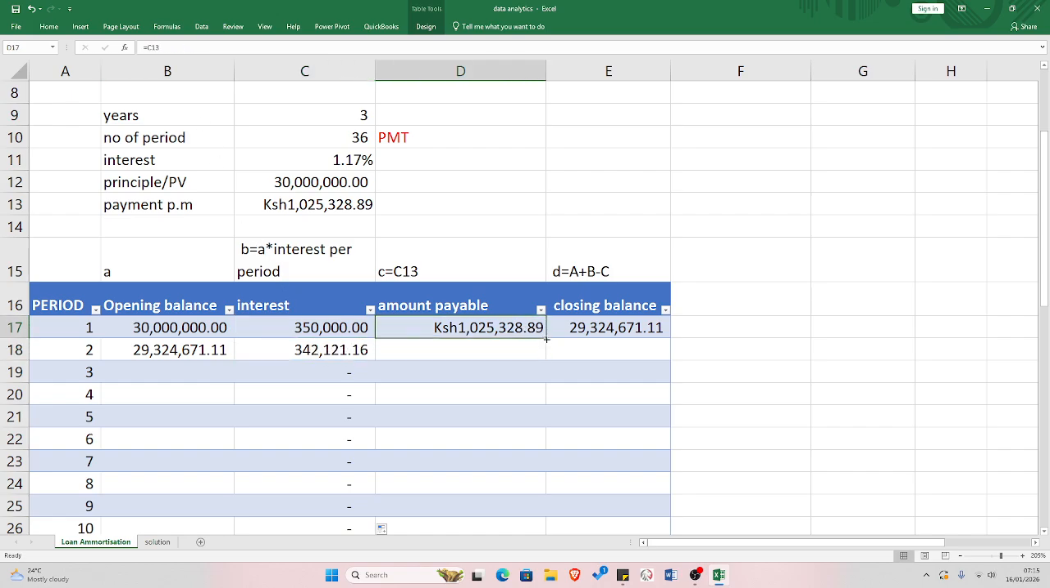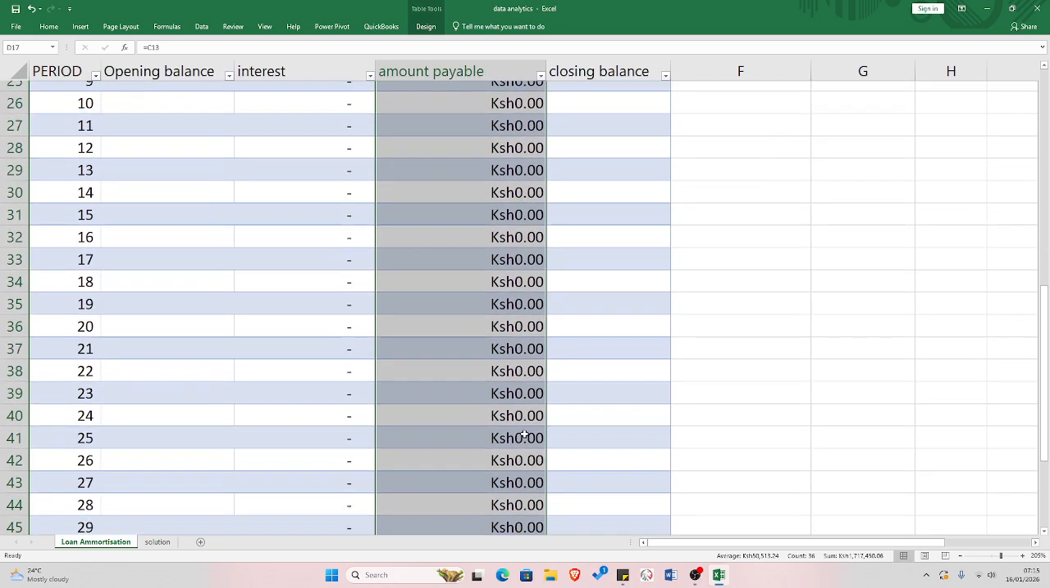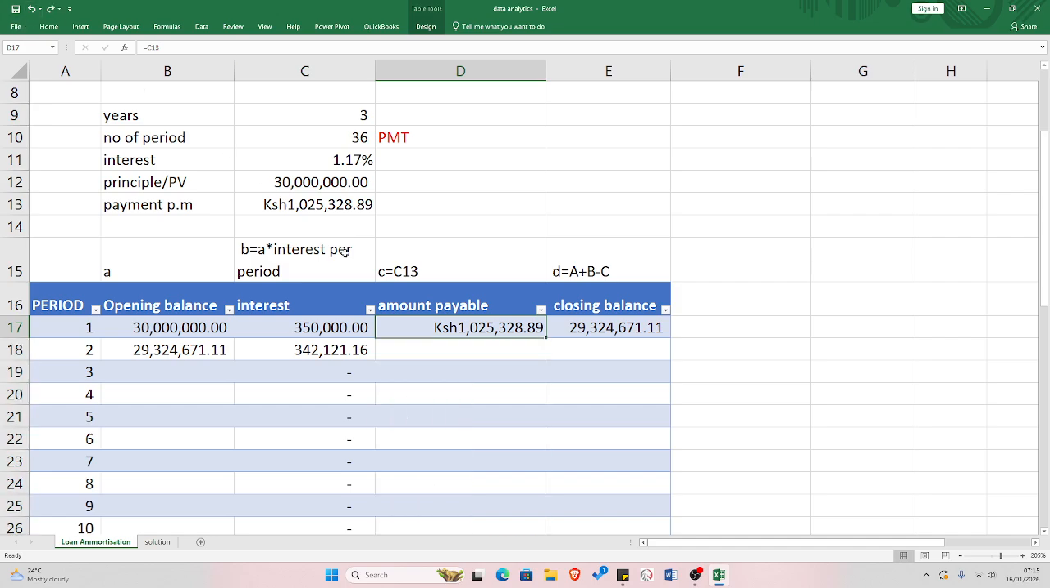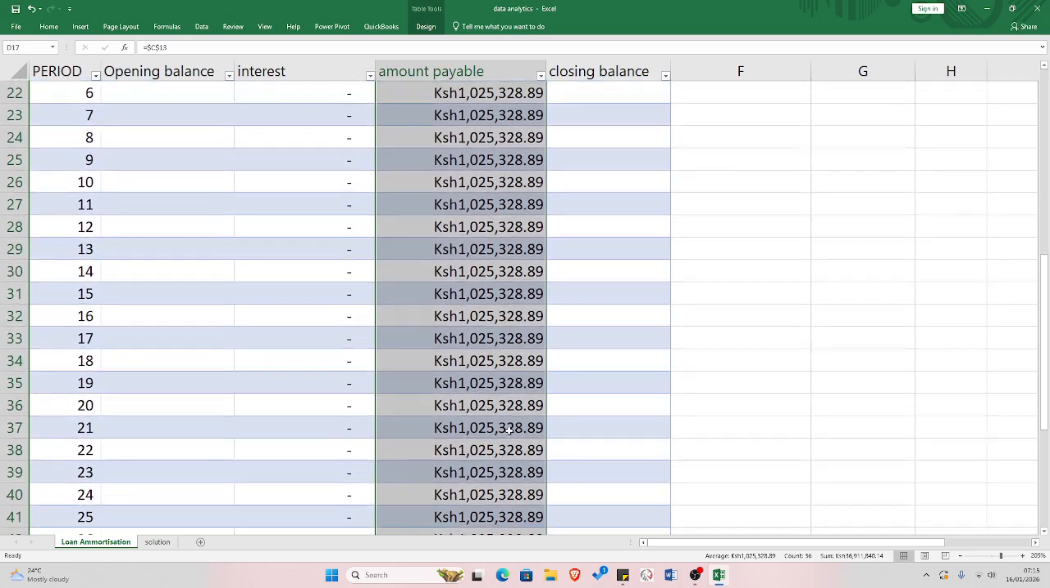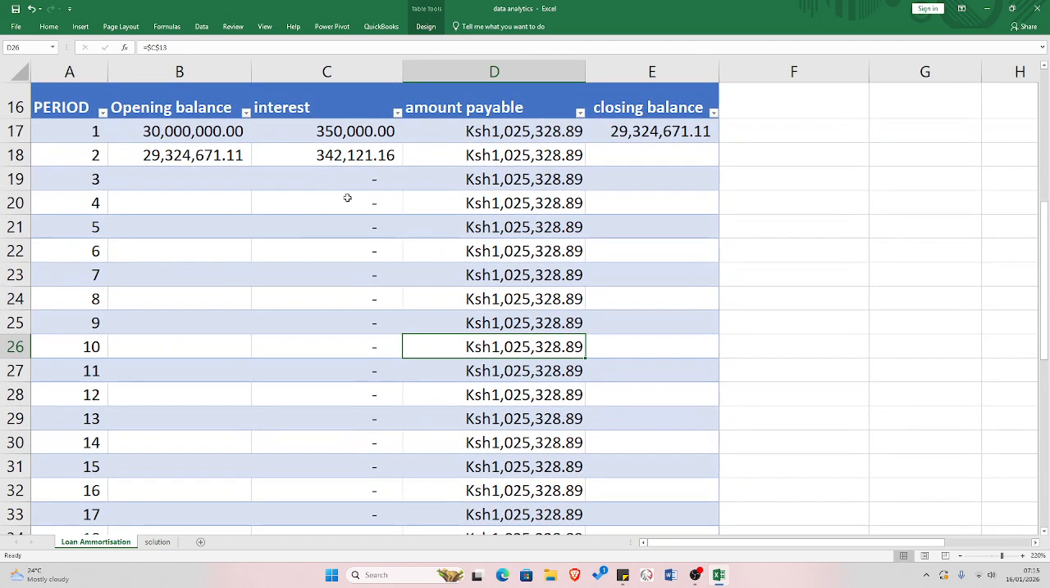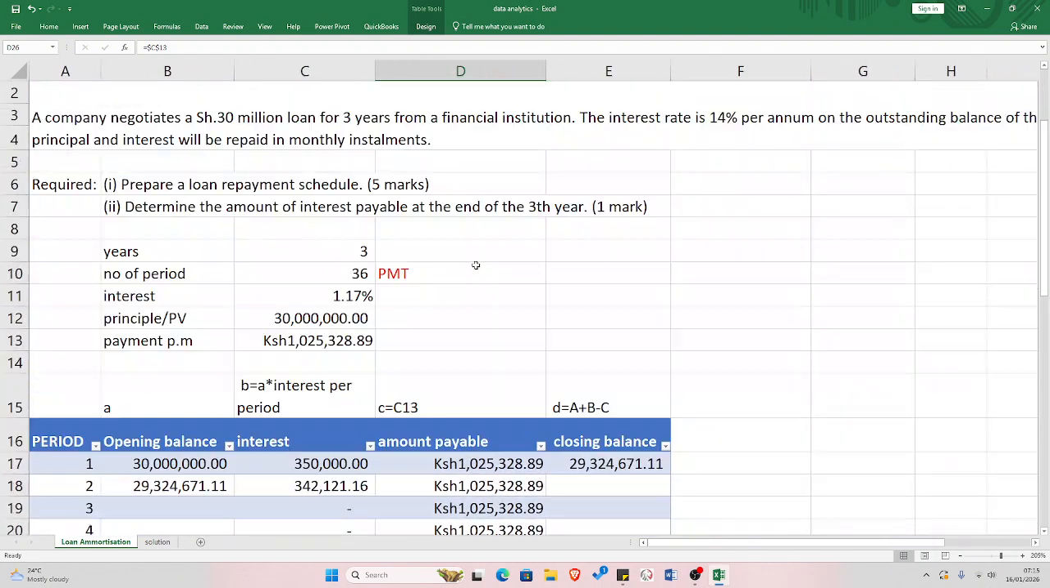Also this one, if I double click on it, I have the same problem. It is giving me things which are not making sense to me. So I need to anchor the first item. I'll put a $ sign there and another $ sign on that, so that now if I double click it, it will be picking from the same cell. I think you can see here, even if I'm moving, this amount is not shifting. It is the same C13.